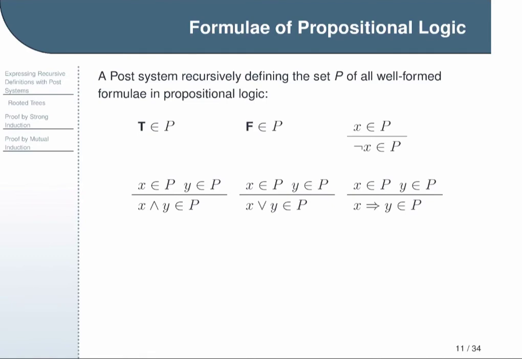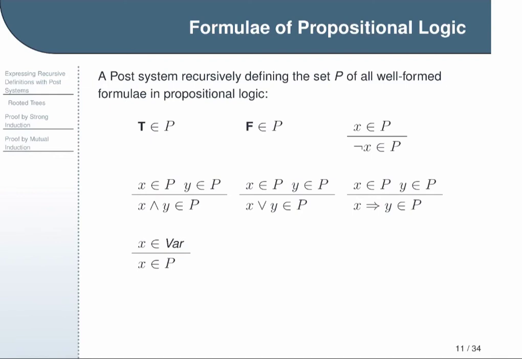And then finally we have to have some way of introducing variables into our statement. So we have some set of allowable variables, and we say if X is in that set, it's also allowable as a statement in propositional logic. And so this gives us all of propositional logic. Every statement that you can generate, you can make from this Post system.